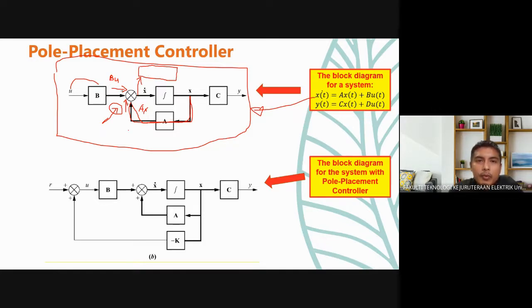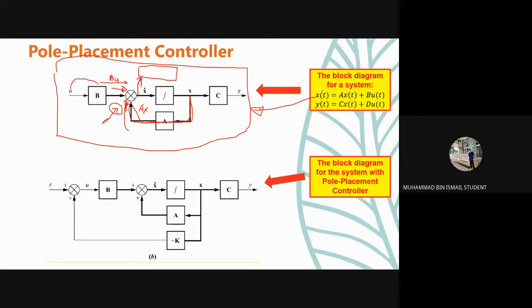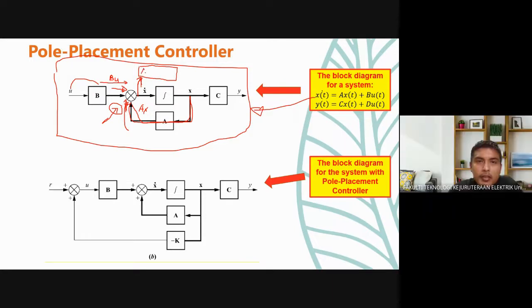You have the first input here, and then you have the second input here, and then the sign is positive and positive. So what is the outcome of this summation part? Anyone? AX plus BU, is it? AX plus BU. Okay.